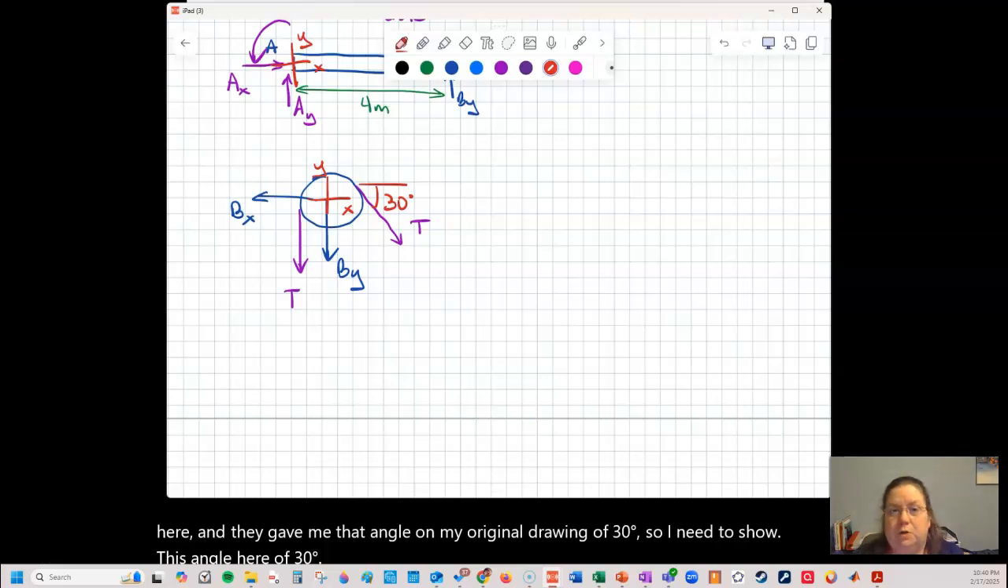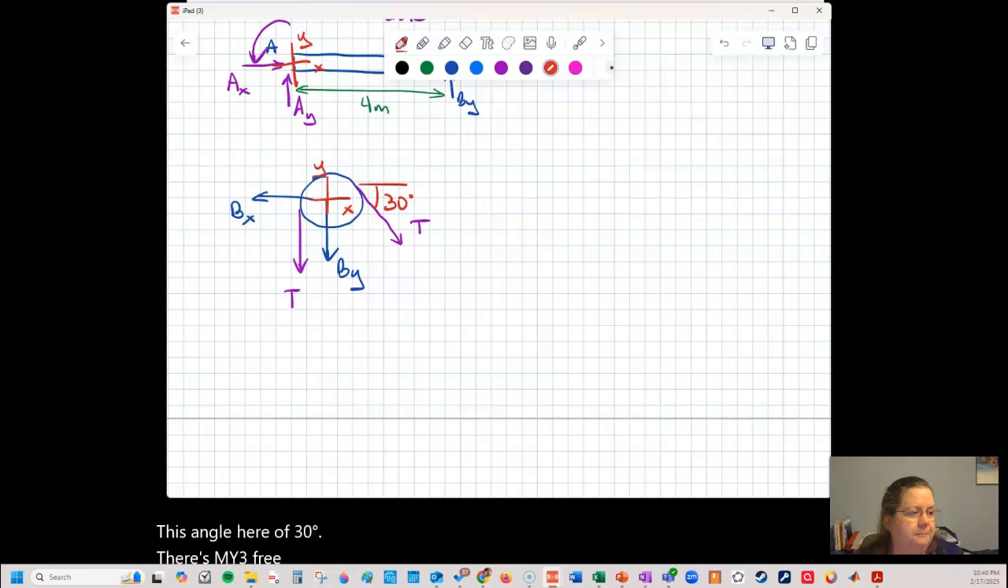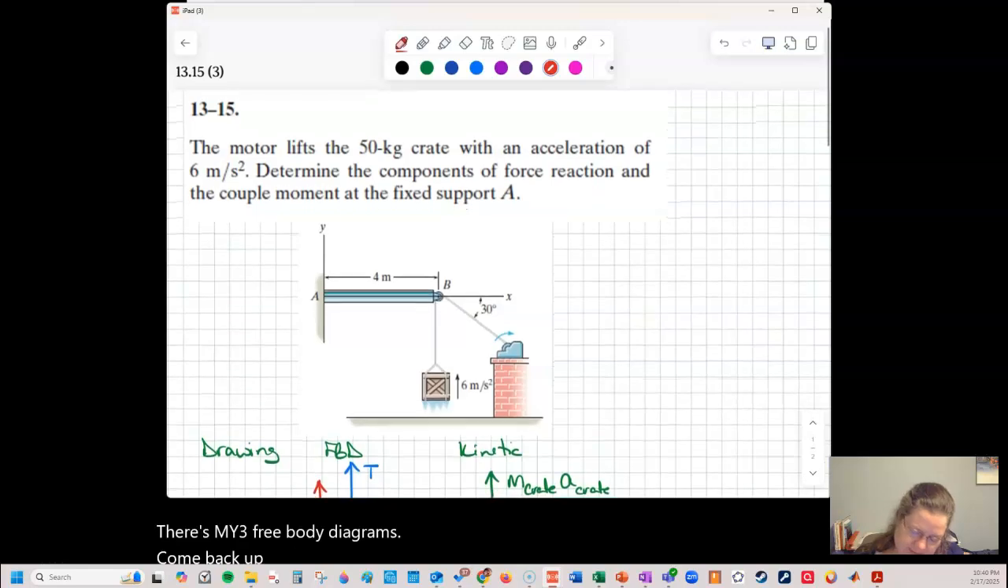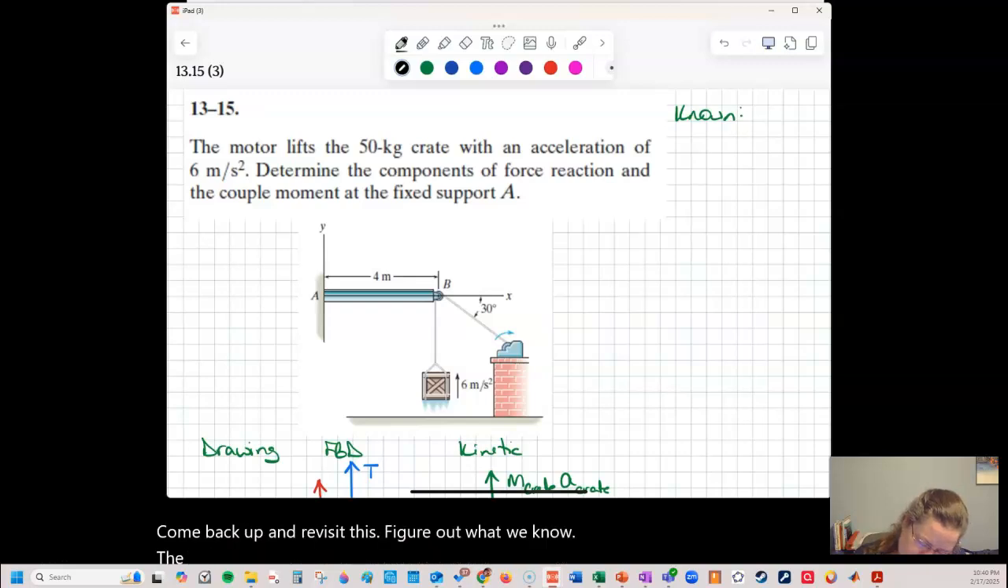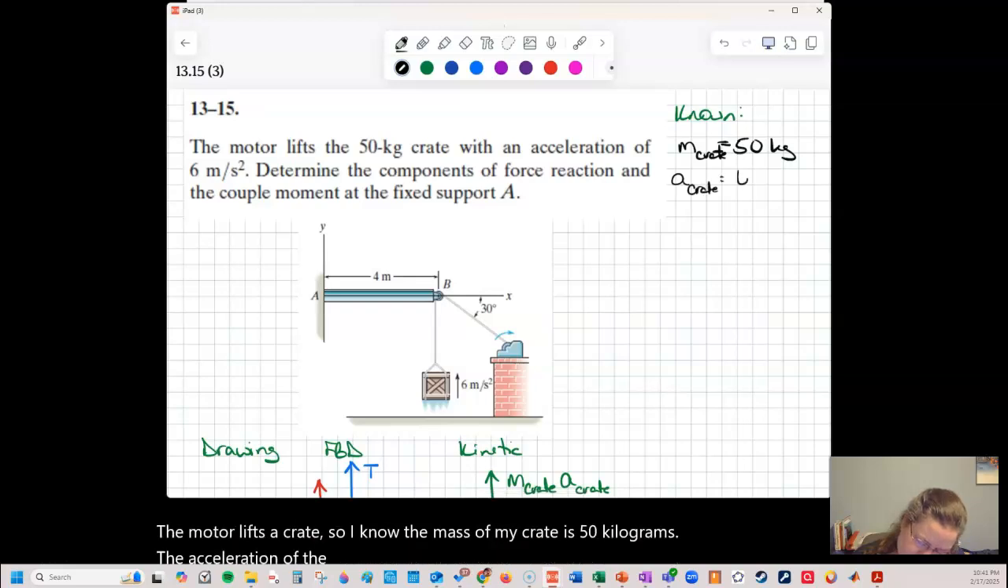Okay, there's my 3 free body diagrams. Come back up and revisit this, figure out what we know. The motor lifts a crate, so I know the mass of my crate is 50 kilograms. The acceleration of the crate is 6 meters per second squared. Notice in the drawing that they tell us that the acceleration is up.